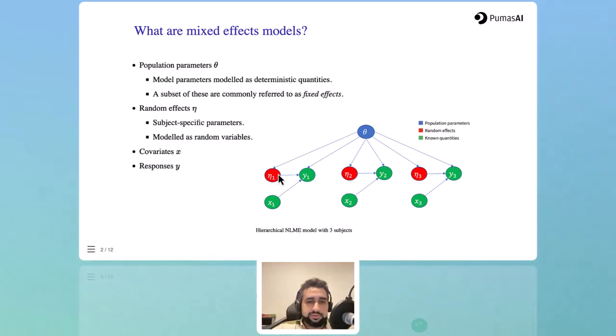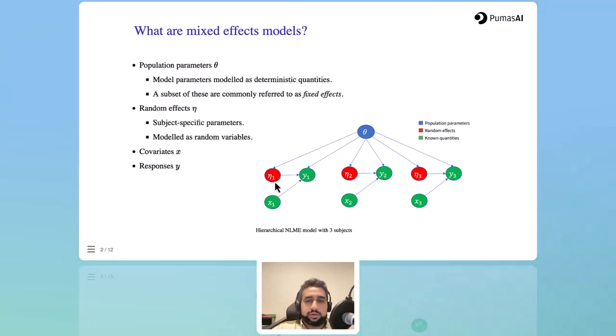The prior distribution on the random effect, traditionally in pharmacometrics, would be something like a normal distribution with mean zero and some covariance matrix. The covariance matrix would be a population level parameter that's shared between all the subjects, so it would be part of theta. And so theta affects the probability distribution of eta1 through that covariance matrix. It's also the same covariance matrix for eta2 and for eta3.